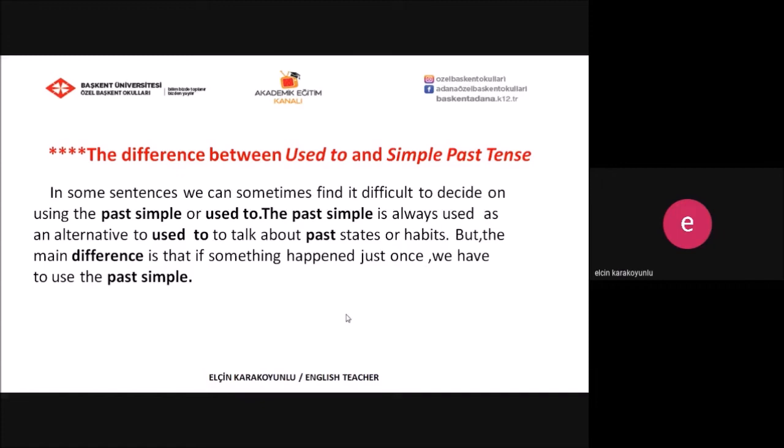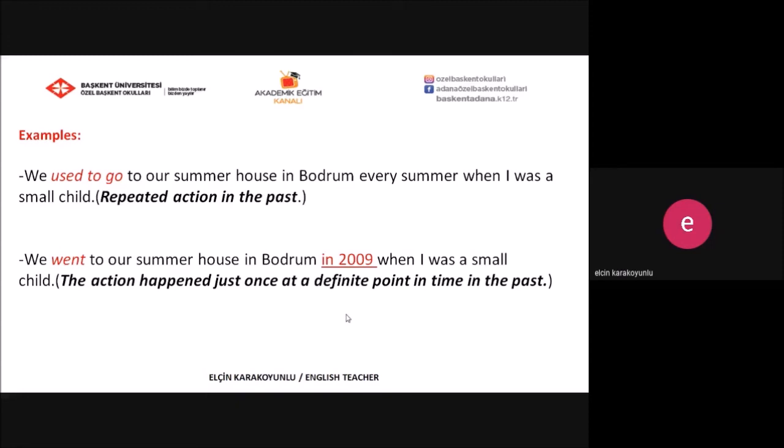Let's check the difference between "used to" and simple past tense. In some sentences, we can sometimes find it difficult to decide on using the past simple or "used to." The past simple is always used as an alternative to "used to" to talk about past states or habits. But the main difference is that if something happened just once, we have to use the past simple. You can understand it clearly in the examples, I think.